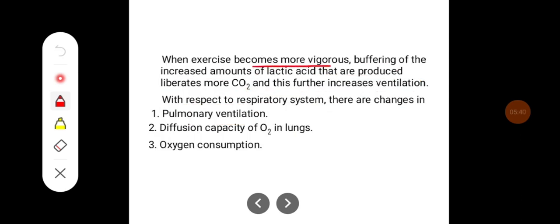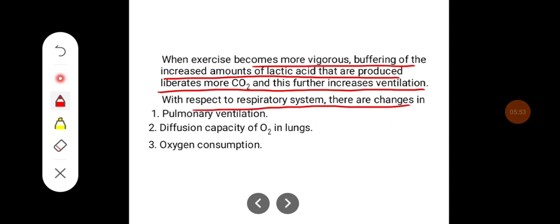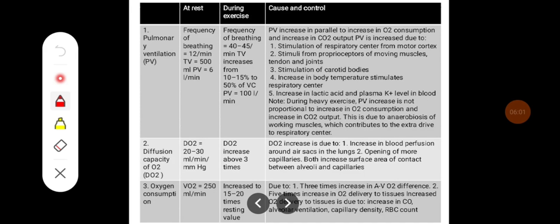When exercise becomes more vigorous, buffering of the increased amount of lactic acid that is produced liberates more carbon dioxide, and this further increases ventilation. With respect to the respiratory system, there are changes in pulmonary ventilation, diffusion capacity of oxygen in lungs, and oxygen consumption. This is given in tabular form, where the pulmonary ventilation at rest is around 6 liters per minute, whereas it increases to 100 liters per minute, maybe 10 to 15 times.